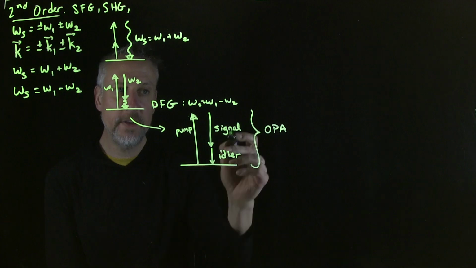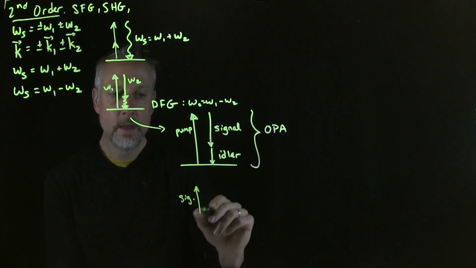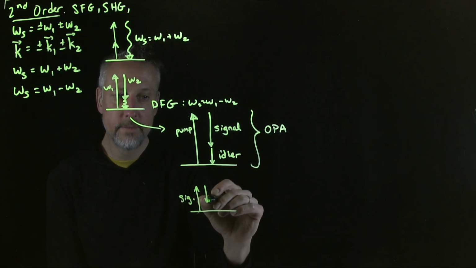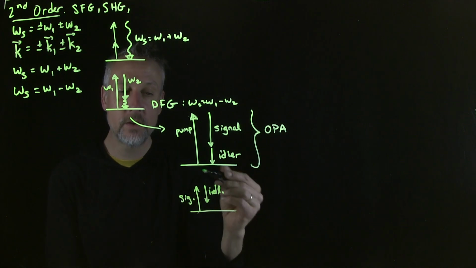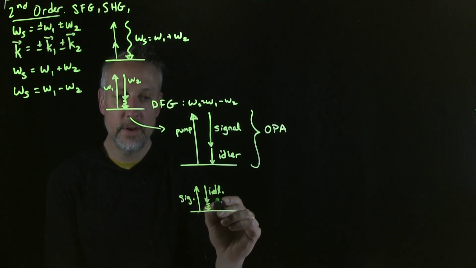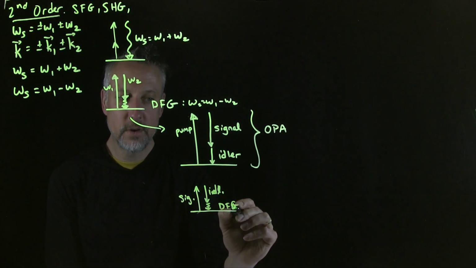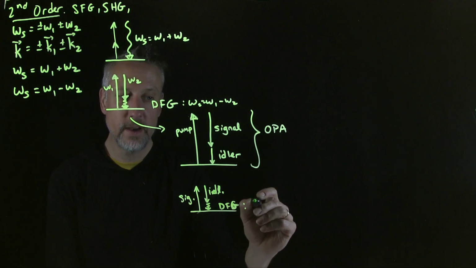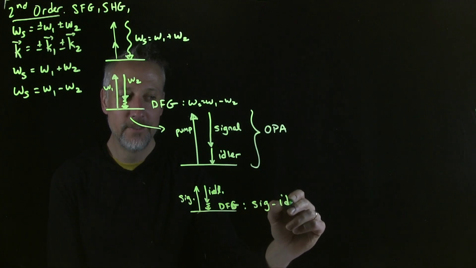Now sometimes what people will do is they'll take that signal field and they will send it into another apparatus, and also the idler, and make them interact again, doing exactly the same process but in a different material that has different technical properties. And then they'll generate even lower energy. And they'll call that difference frequency generation. I actually don't know why they don't just call it an OPA, but for some reason they call it difference frequency generation. And so do we. We do this all the time. This is how we make infrared light.